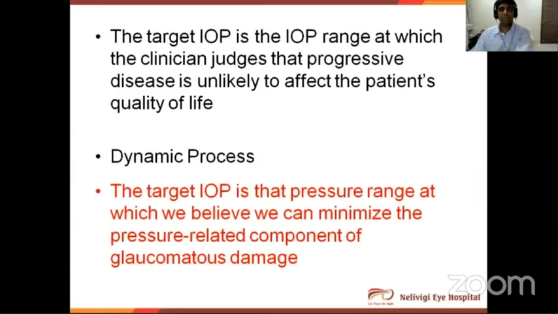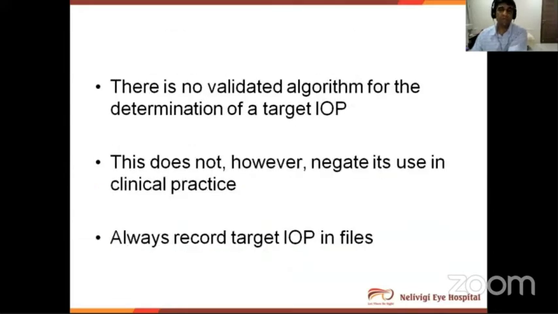Coming to the target intraocular pressure, the target IOP is the IOP range at which the clinician judges that progressive disease is unlikely to affect the patient's quality of life. This is a dynamic process, that is, adjusting or determining the target IOP. It's also that pressure range at which we believe we can minimize the pressure-related component of glaucomatous damage. There is no validated algorithm for the determination of a target intraocular pressure. This does not, however, negate its use in clinical practice. Always record the target intraocular pressure in the files, which can be very, very useful.